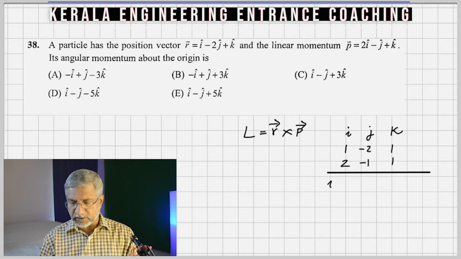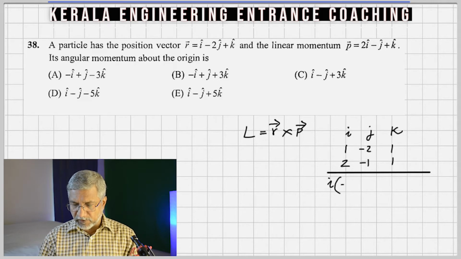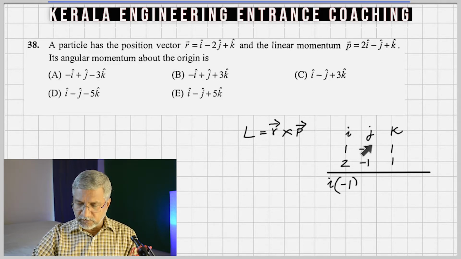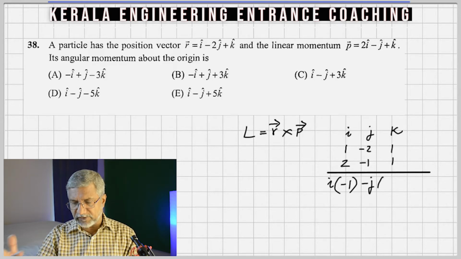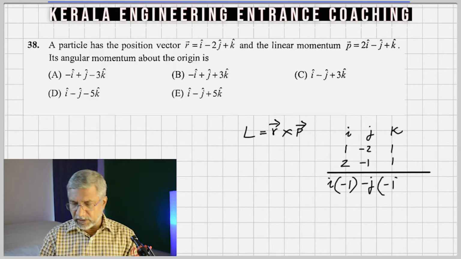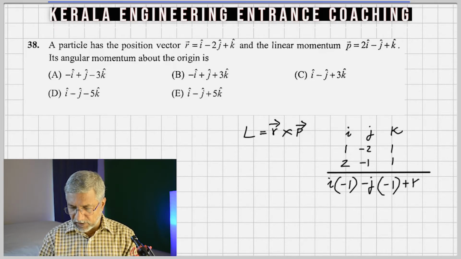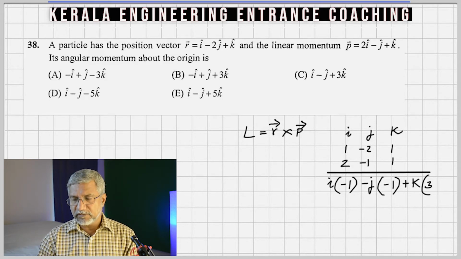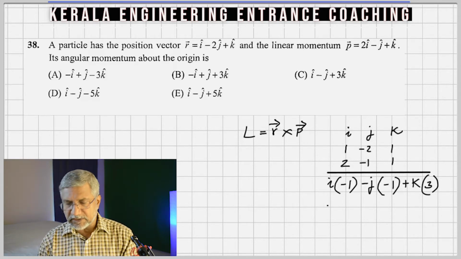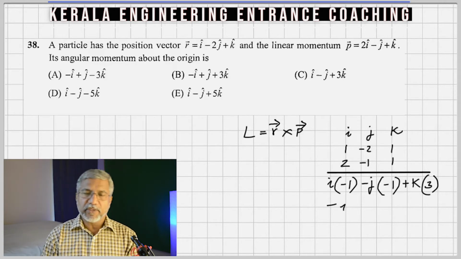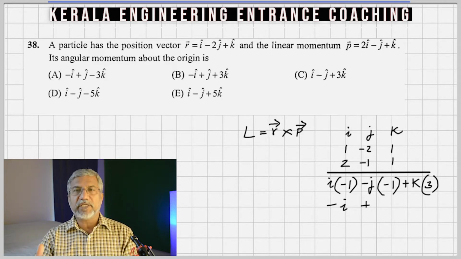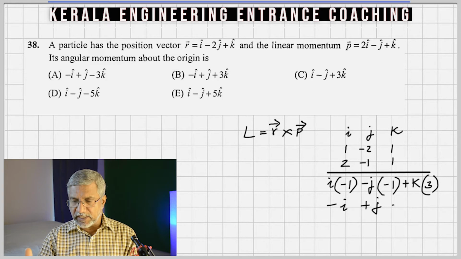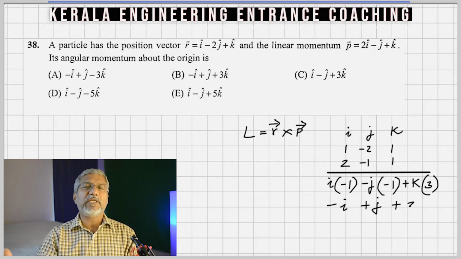So when you do that, let's see what you get. For i, it's minus 2 times 1 minus 1 times minus 1. That gives minus 1. And then j, minus j times negative 1 plus k. K, remember 1 times minus 1? That's minus 1 plus 4, so you get 3. That means when you rearrange, you get negative i, negative j, plus 3k.